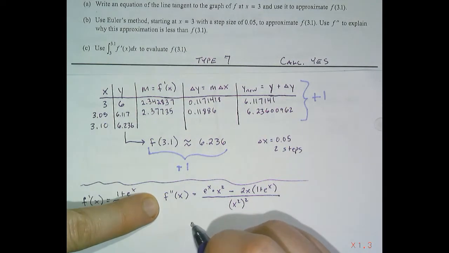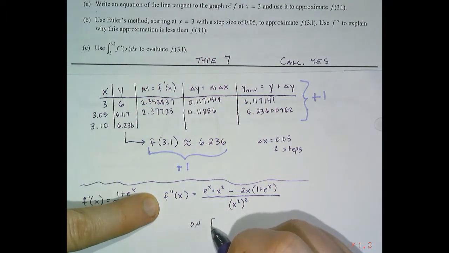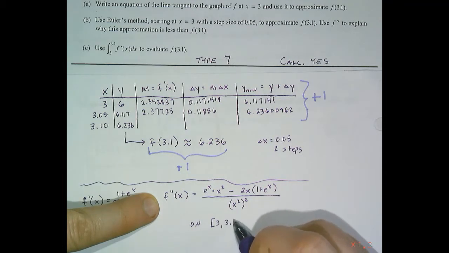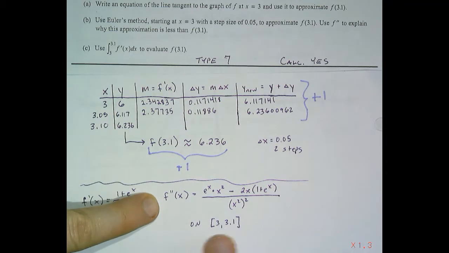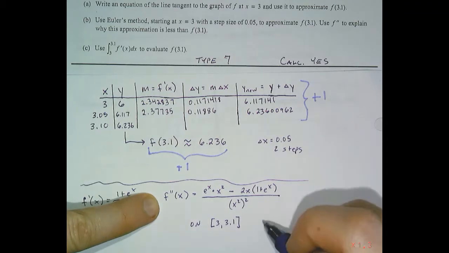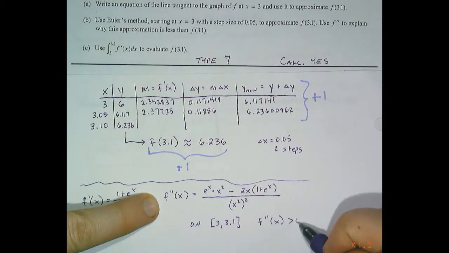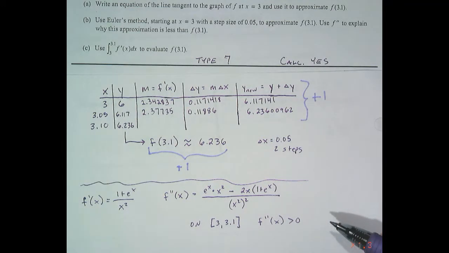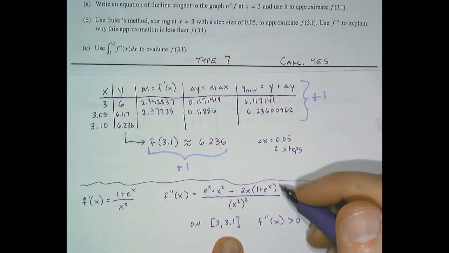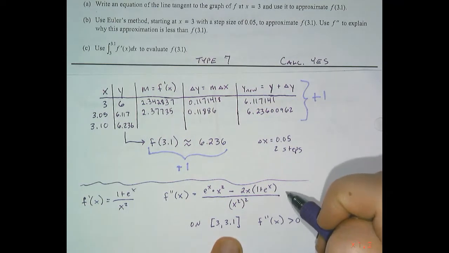on the interval 3 to 3.1, which is where we started and where we finished, the second derivative is greater than 0. So let's take a look at how I made that assumption, because I didn't really show the values of it. Let's simplify the second derivative.